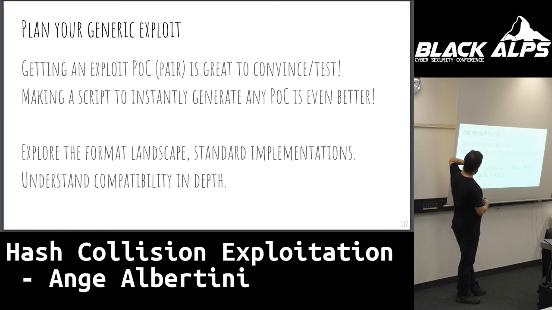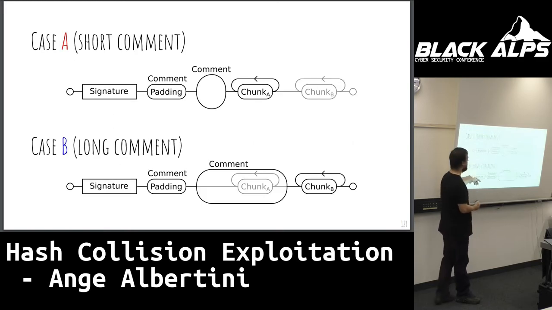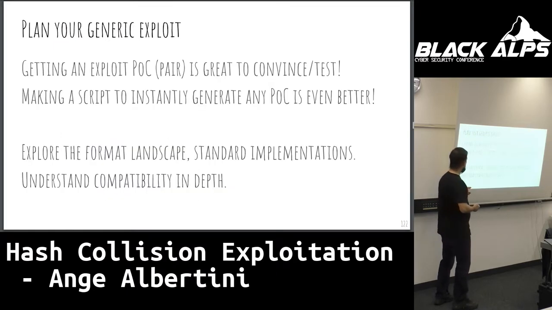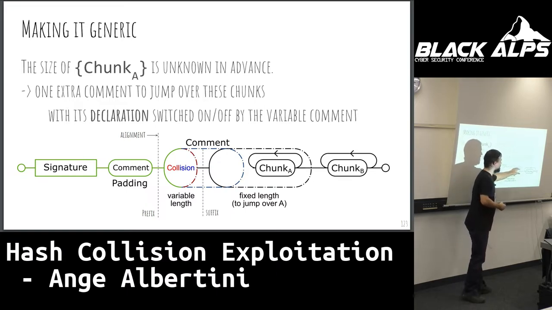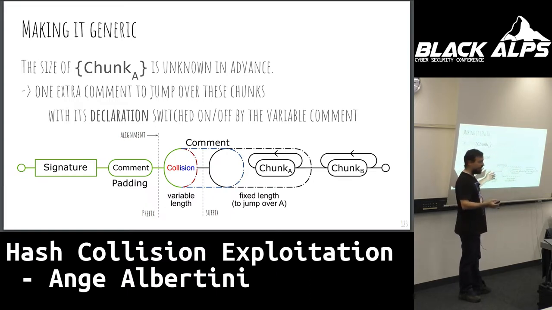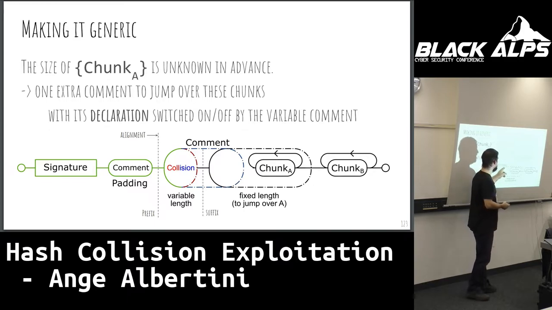What's this? Yes, and again, you can do that, and then you can make a script to automate that. Now, the problem is that the length of this chunk is variable depending on the input file. So you actually declare another comment, and the variable length comment will actually be used to hide the declaration of this comment. And the length of this comment depends on the length of the first file, but it's declared after the computation is done.